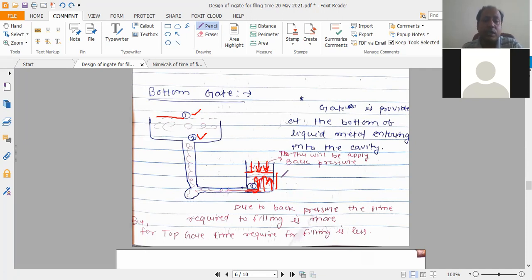कहने का मतलब ये है कि जब हम बॉटम गेट से मोल्टन मेटल को फील्ड कराते हैं, तो ये डाउन से मोल्टन मेटल अप की ओर जाता है. जब कुछ हाइट तक ये मोल्टन मेटल पहुंच जाता है, तो ये सेल्फ हेड डेवलप के कारण यहाँ पे प्रेशर डेवलप करता है, जिसको बैक प्रेशर बोलते हैं. इस बैक प्रेशर के कारण हमें टाइम ऑफ फिलिंग ज्यादा लगता है. इसीलिए इसमें डिफरेंशियल हाइट प्रोवाइड हो जाता है.